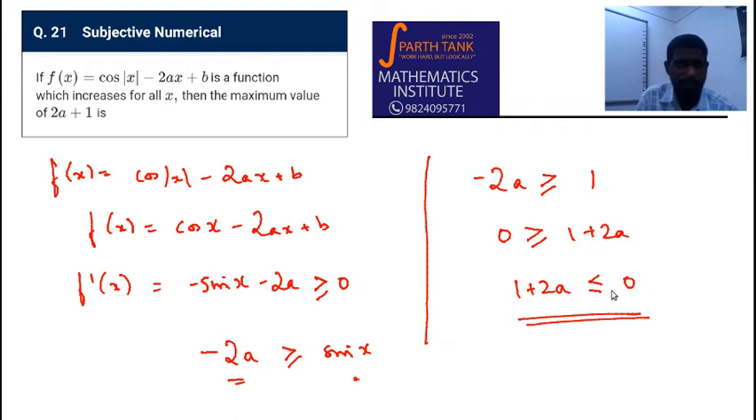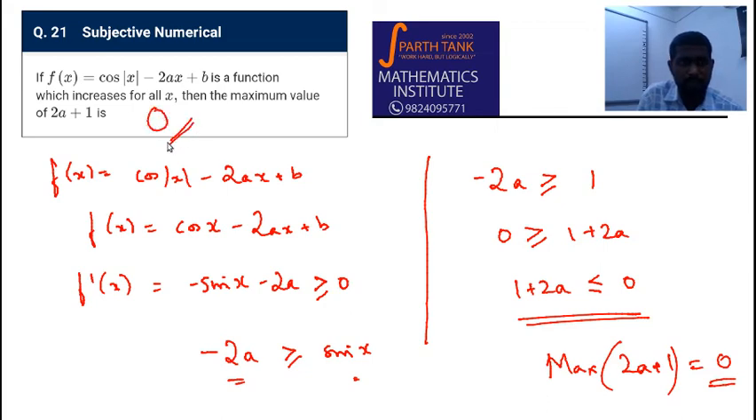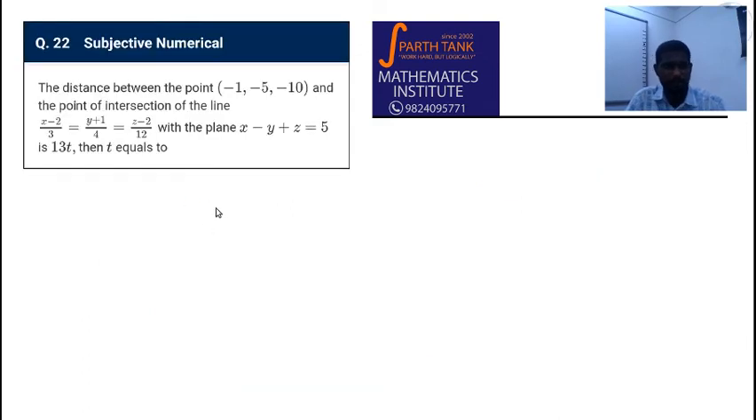It should be less than or equal to 0, right? So the maximum value of 2a plus 1 is 0. Maximum of 2a plus 1 is 0. So the answer here is 0. Very simple question. You can just drop the mod out because cos is an even function.